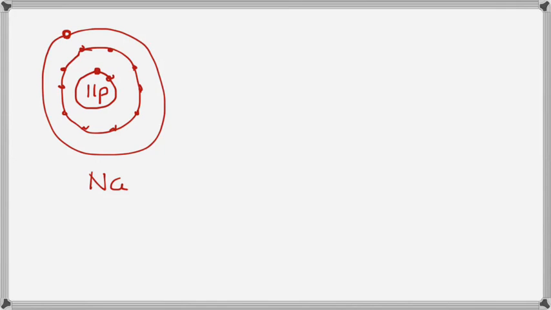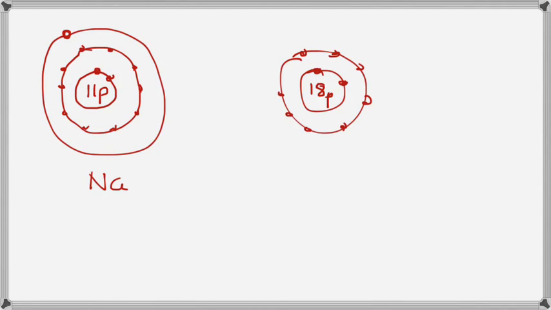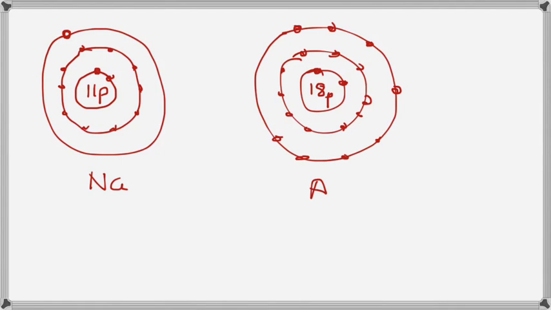Argon has how many protons? 18. 18 protons. It also has 2 electrons in the first level. 1, 2, 3, 4, 5, 6, 7, 8, 9, 10. 10 electrons in the second level. How many electrons in the third level? 10. No, 8. Sorry. 2, 3, 4, 5, 6, 7, 8. Argon.